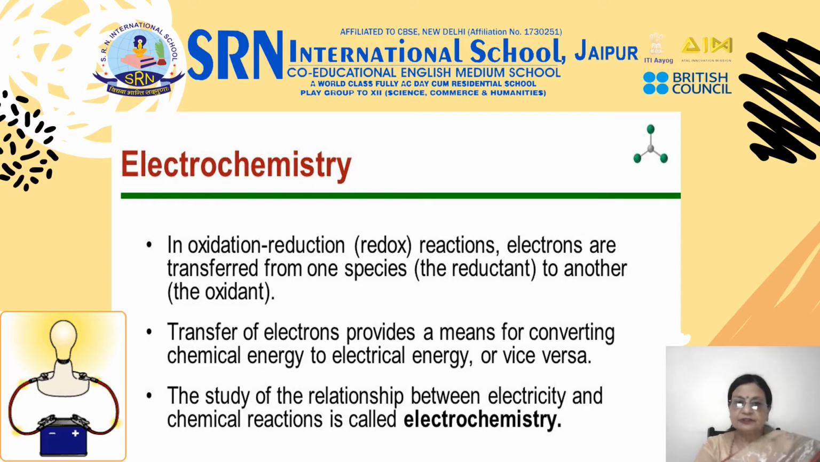So here, the type of reaction that is taking place is the redox reaction. It is oxidation as well as reduction reactions taking place simultaneously. Electrons are transferred from one species, which is a reducing agent, to another species, which is an oxidizing agent. So this transfer of electrons provides a means for converting chemical energy to electrical energy or electrical energy being converted to chemical energy.